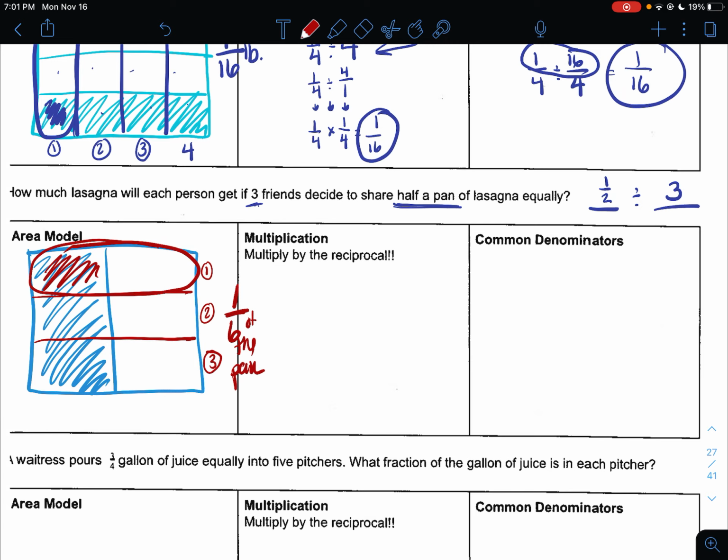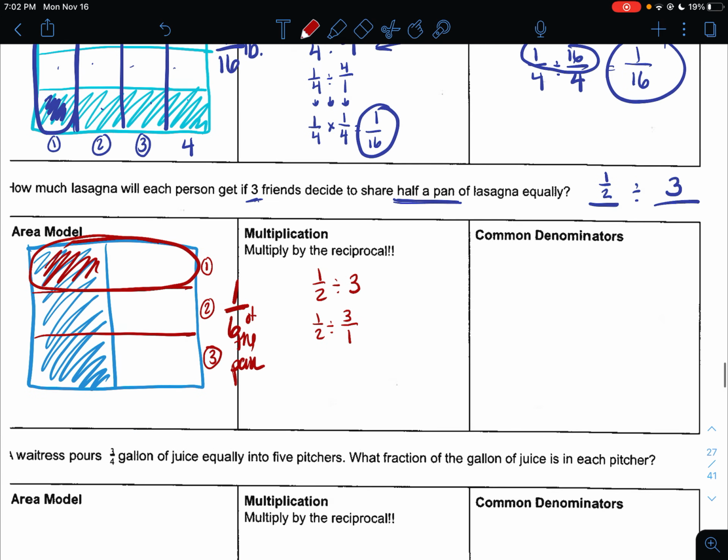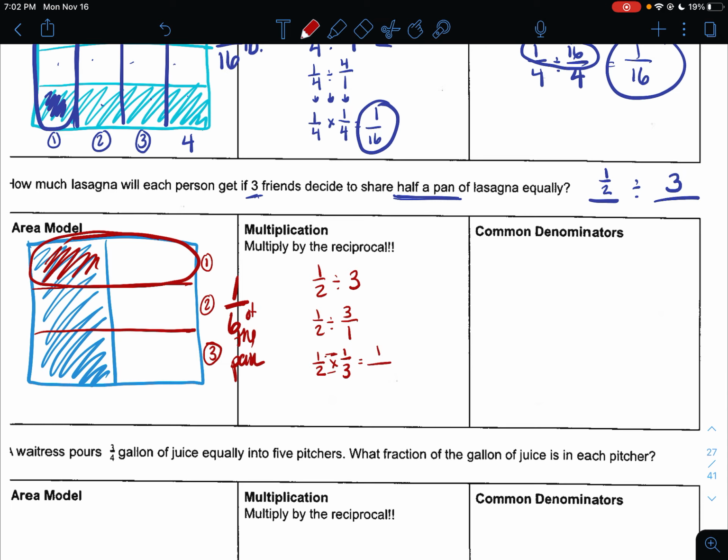I think the area model for that one definitely is a good visual. But I'm sure you all just want to multiply by the reciprocal. So 1/2 divided by 3. We're going to make 3 a fraction. So, as I'm saying 3, I write 3. 1/2 divided by 3/1. So we're going to keep, change, flip. Keep 1/2. Change division to multiplication. And then flip 3/1. So you get 1/3. Now you multiply. 1 times 1 is 1. 2 times 3 is 6. So 1/6 of the pan.